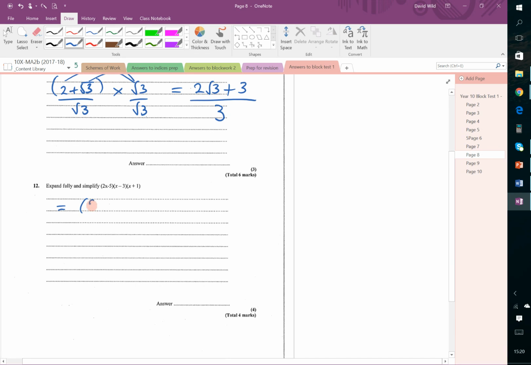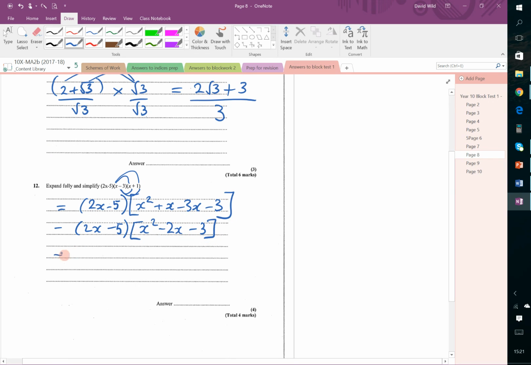So I'm going to leave this first bracket alone, and I'm going to multiply out the second bracket. So x times x is x squared. x times 1 is x. Minus 3 times x is minus 3x. And minus 3 times 1 is minus 3. Then I'm going to simplify this square bracket. So we've still got x squared. x minus 3x is minus 2x, minus 3.